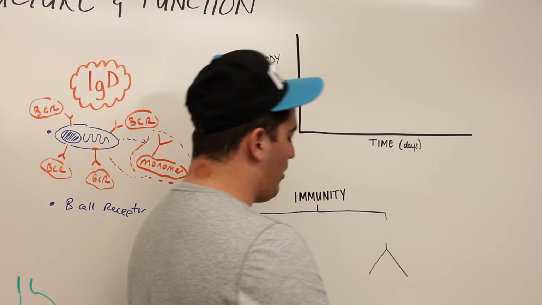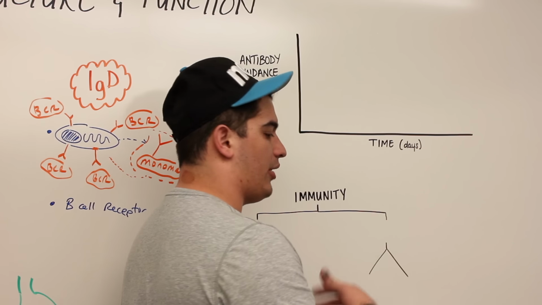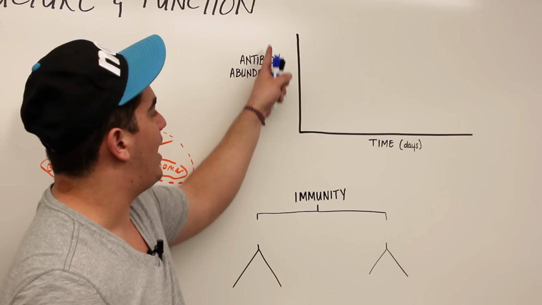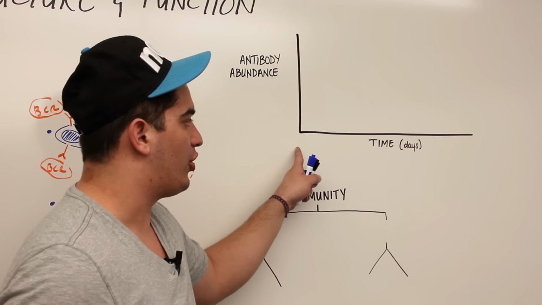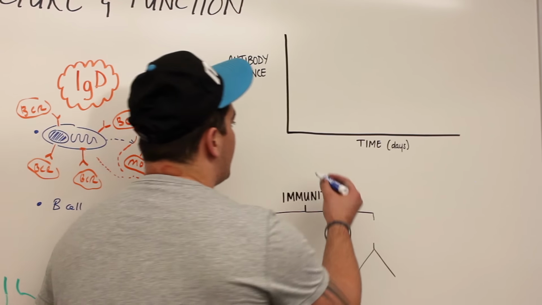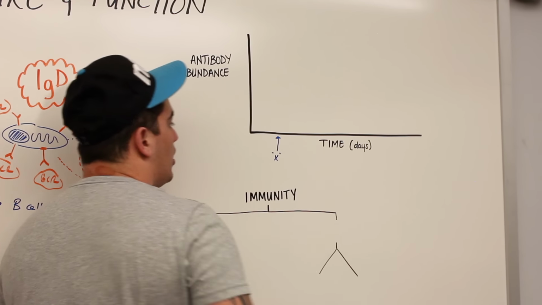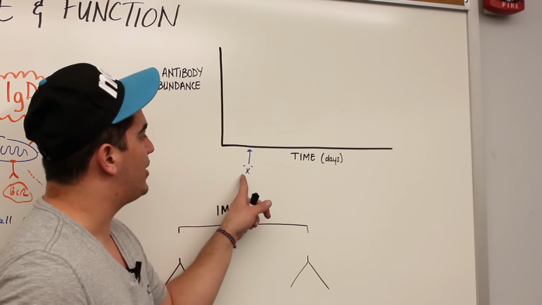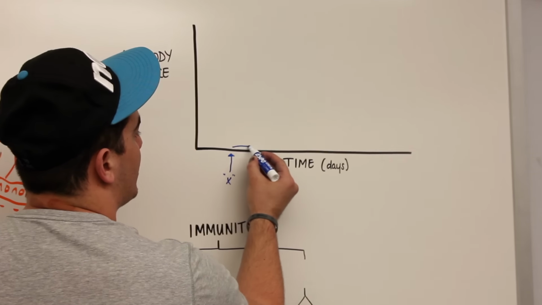If you remember, we talked a little bit about this already when we talked about the IgM and the IgG antibodies, how they're a part of the primary and the secondary immune response. Here on the y-axis, I have the abundance of antibodies within our serum. And here on the x-axis, I have the time, in days. So let's say I get exposed to an antigen, antigen X. After we're exposed to antigen X, there's a lag period where nothing's happening, right? So here's this lag period.